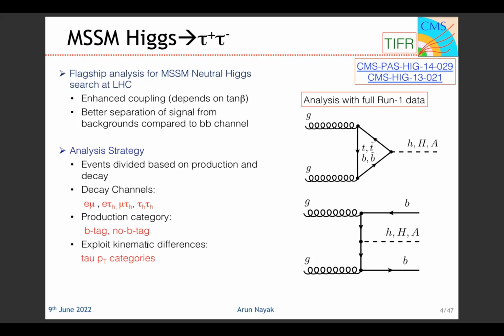in the event. I am describing the analysis in Run 1, where I had my contribution. The tau pT was exploited to see the kinematic difference between the standard model background, particularly from Z to tau tau, compared to the Higgs to tau tau. So they divide the events into tau pT categories.